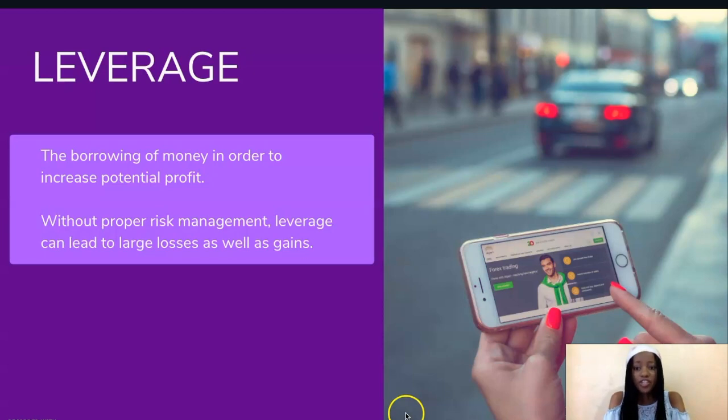Leverage. So leverage means borrowing money in order to increase your potential profit. Without proper risk management, you can lose your leverage money and you have to pay it back. So you need to be very careful. On the other end of the spectrum, you can make a lot if you have the right risk management and you have the right skills to trade. You can make a lot from the leverage money, return the leverage money, and keep your profit.